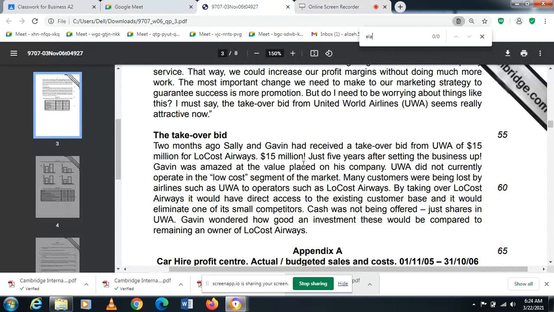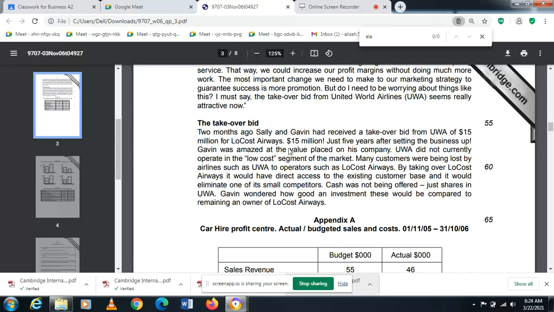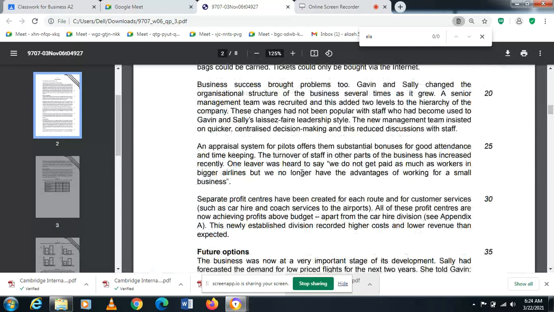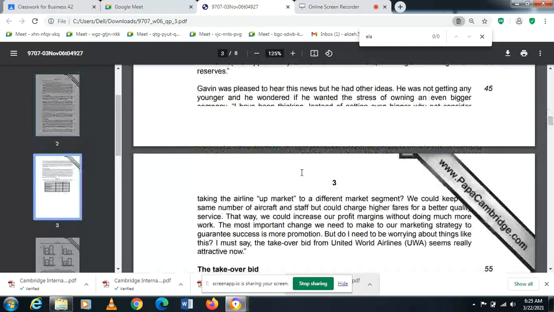So here is the case. You can have a look at it. It's about an airline which is operating in the low cost segment of the market, and it has an offer from another bigger airline for a buyout. It has some future options.